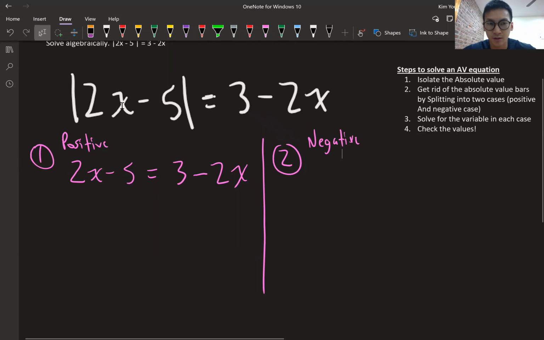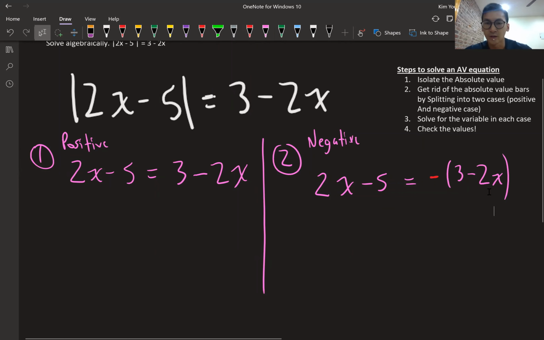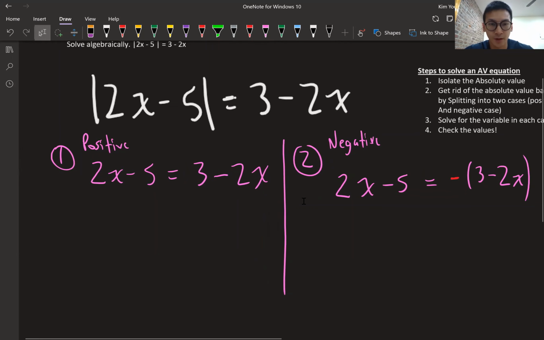Once again, you write the same thing, 2x minus 5, without the absolute value, but this time you put a negative, I'm going to write it in red, and you put parentheses around the expression on the right. And then you just solve.